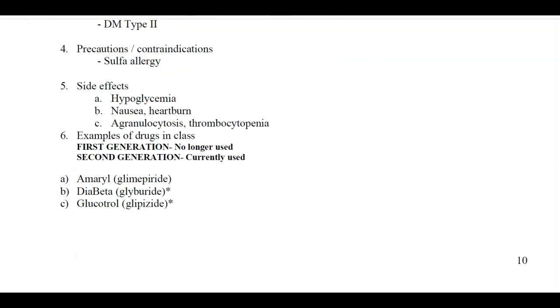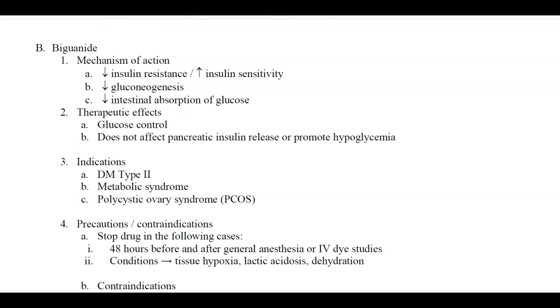So back in the day, there used to be first generation and second generation sulfonylureas. Just so you know, we don't use the first generation sulfonylureas anymore. Now what we currently use are the second generation. So the drugs that you have to remember for this class are glyburide and glipizide. Glyburide and glipizide.